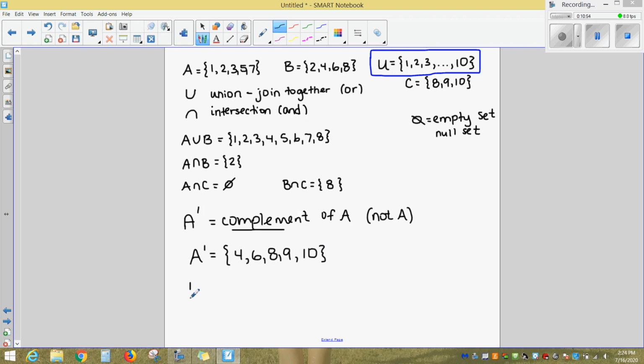So think for a minute at your desk if you want to pause the video for a second and write it down. Think about what the complement of B would be and the complement of C. And again, if you want to pause the video and write those down, when you turn it back on, I'm going to write down the answers.